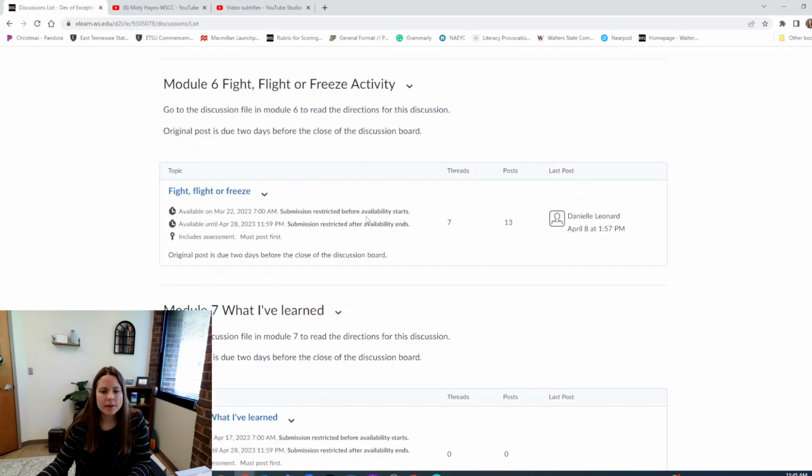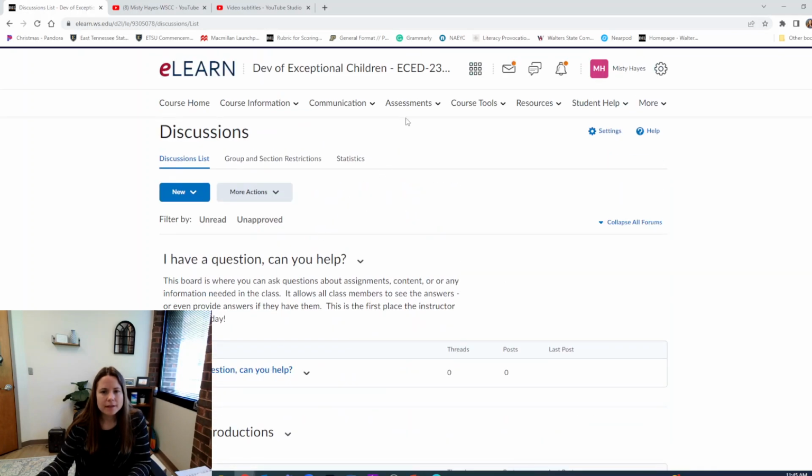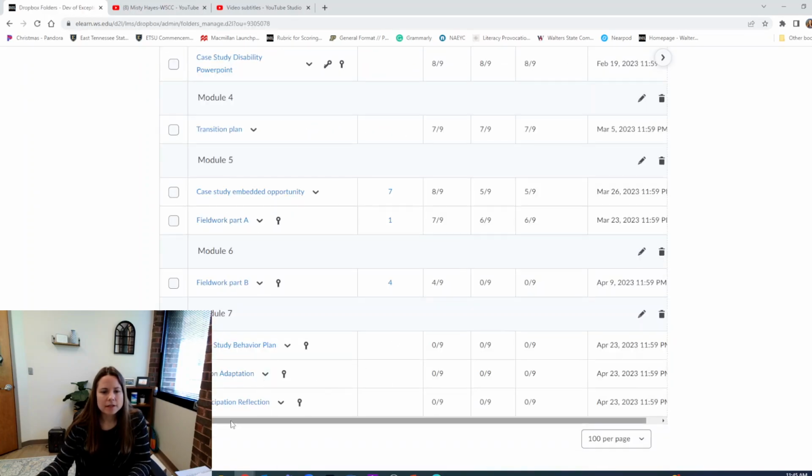Scroll all the way down to the bottom, what you've learned. I would do that first. Then, if I go to Dropbox, I see that I've got 3 more. The second reflection is just how well you did. If you were working on all the case study assignments you've done, if you were working in a team, you're going to be answering all those questions. The other 2, you're going to be doing your behavior plan and your lesson adoption. So those are the 2 that you're going to do.